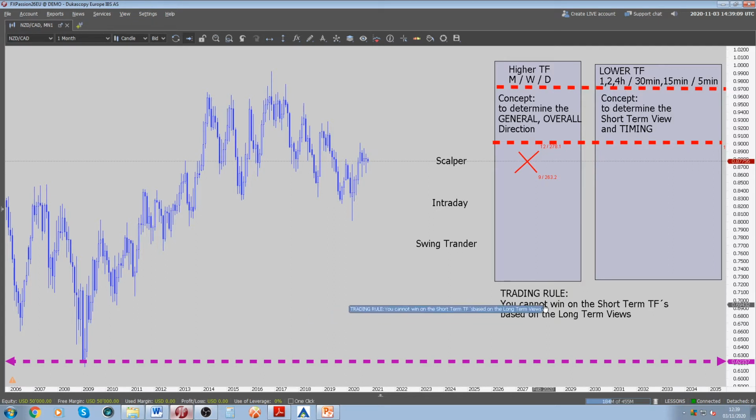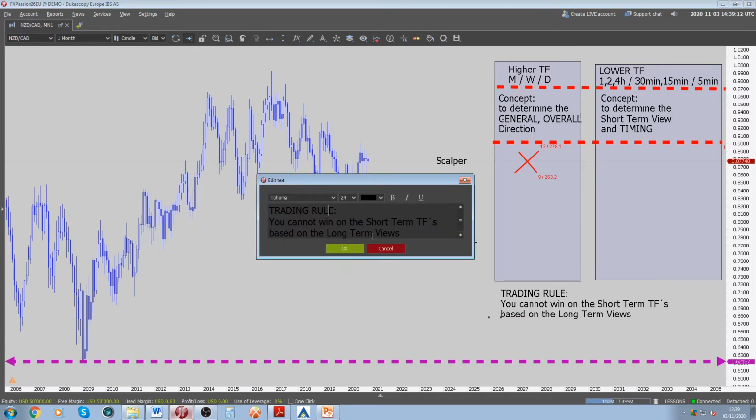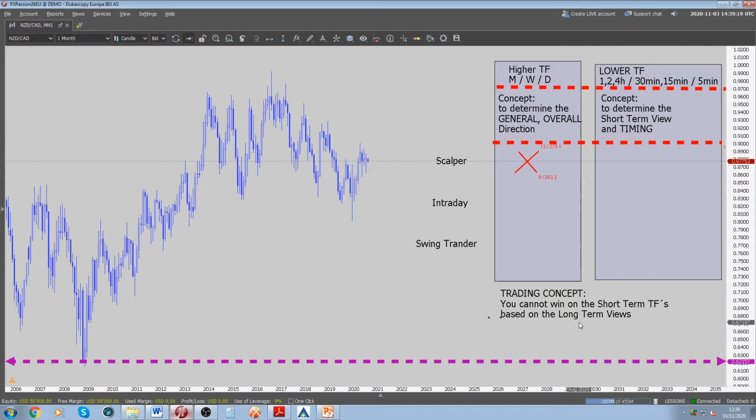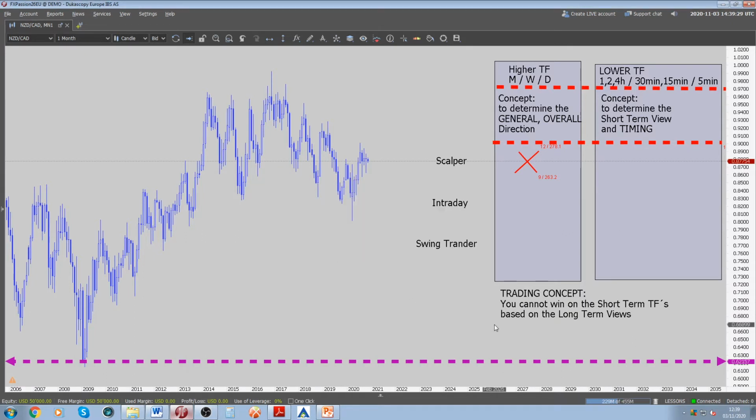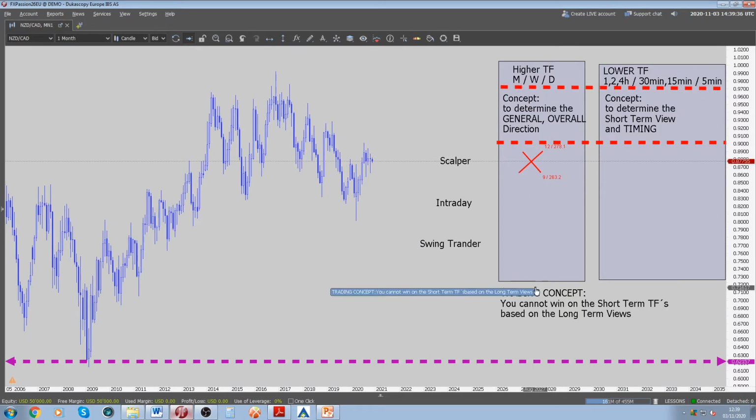You cannot win, or it's not a rule per se, maybe a concept, right? Trading concept, better word. You cannot win on the short term time frames based on the long term views. Simply doesn't work this way. Makes sense? Okay, so wait, let me explain. What does this mean?